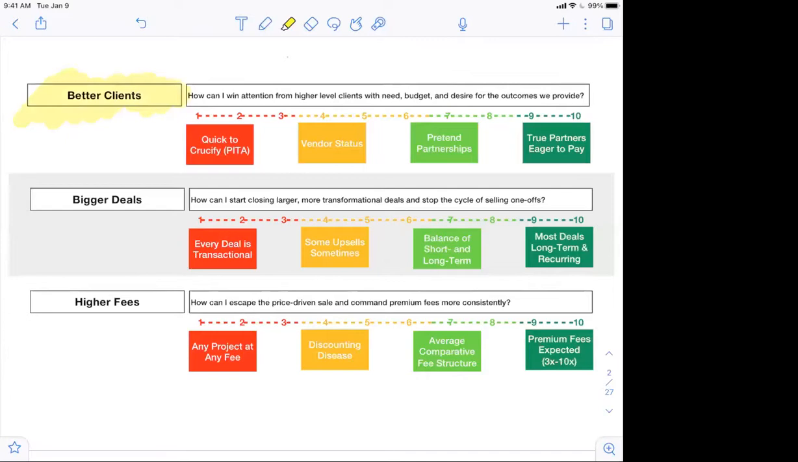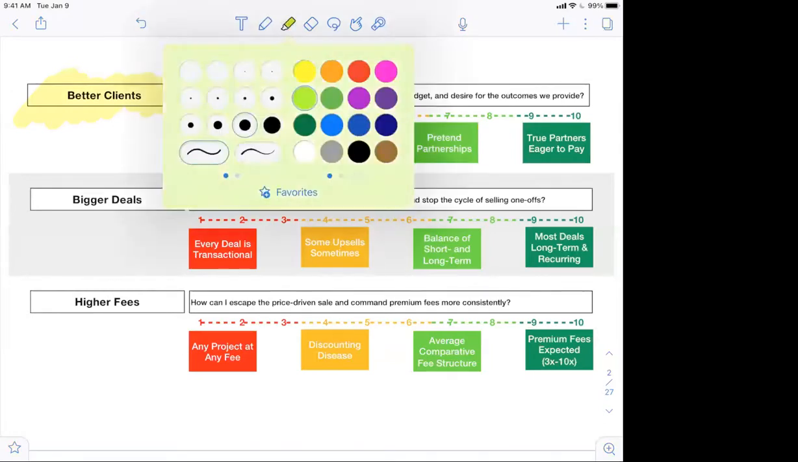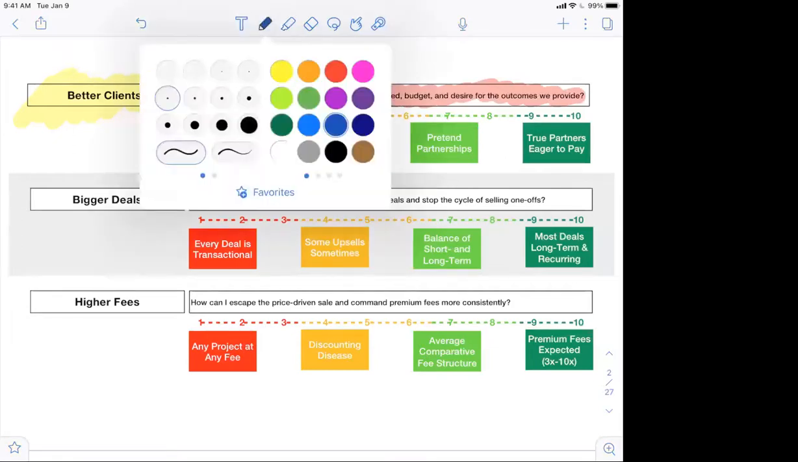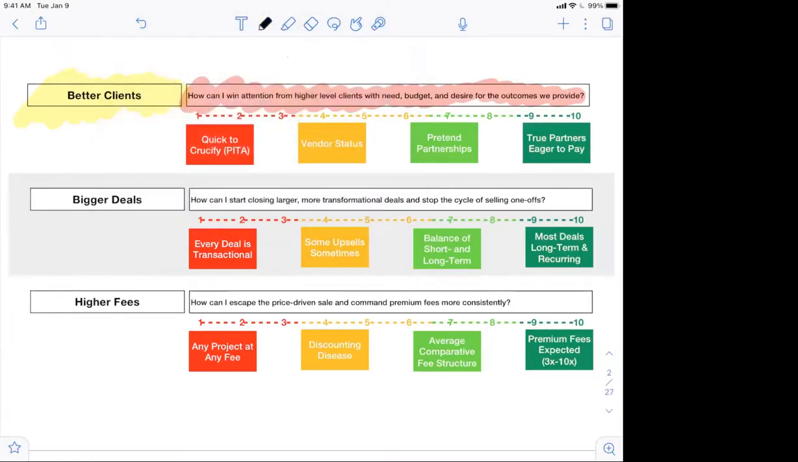And there's an operative question here, and this is part of your self-scoring assessment, so we'll go interactive in the chat in a moment. The interactive question to ask yourself and to rate yourself on is this one: How can I win attention from high-level clients with need, budget, and desire for the outcomes that I provide? Now, here is the self-scoring system.